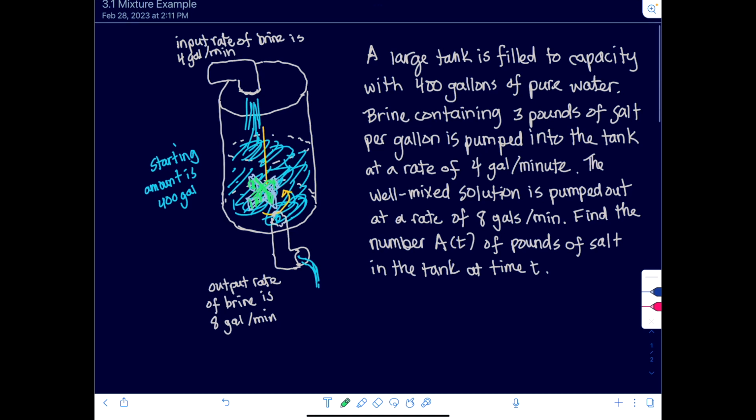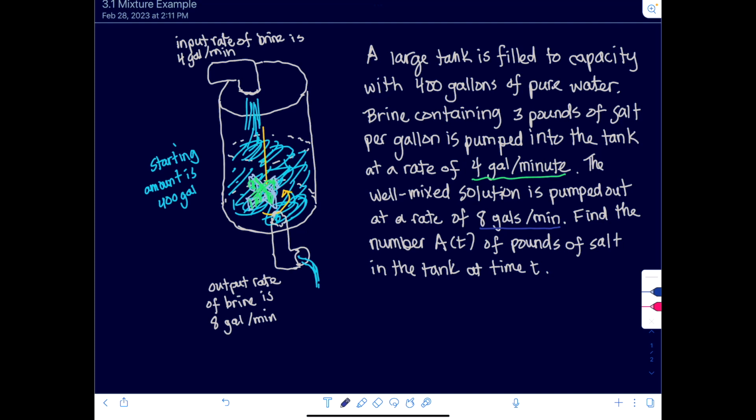We know that the input rate of the brine is 4 gallons per minute from this statement right here. And then we know that the output rate of the well-mixed brine is 8 gallons per minute, and that one was from here. And then the starting amount is 400 gallons. Right? You're losing more, as you're pumping out more than you're pumping in. So here we go. Let's take a look at what we have going on.